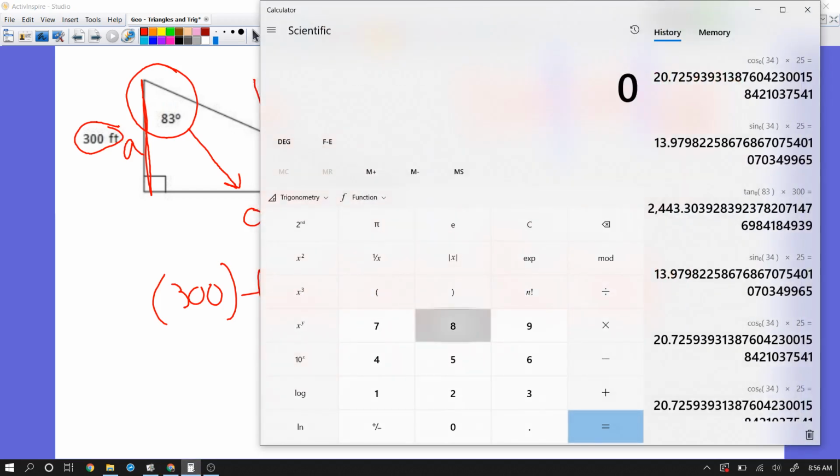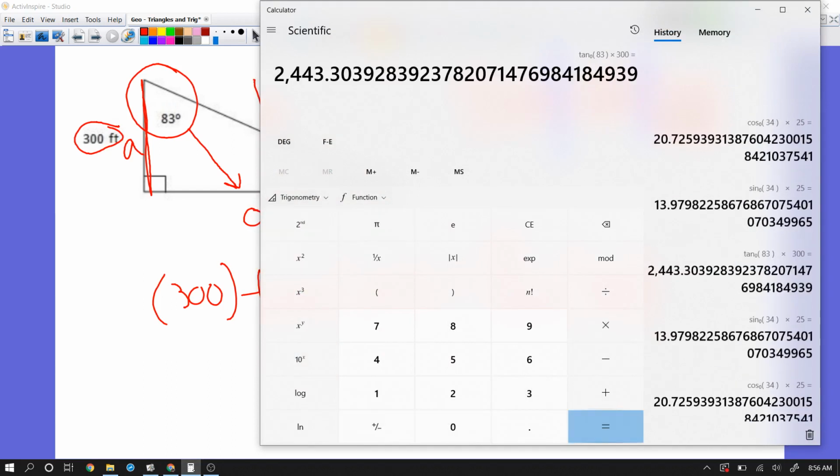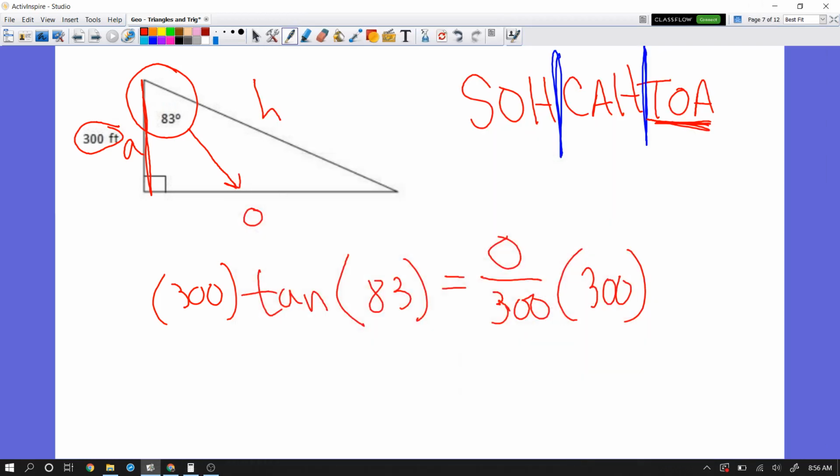All right, so 83 degrees tangent times 300, about 2,443. Okay, so what we were looking for was the opposite, 2,443 feet. Okay. Now, if you're trying to figure out what the hypotenuse could be, you could go ahead and do a squared plus b squared equals c squared and come up with an approximate answer.